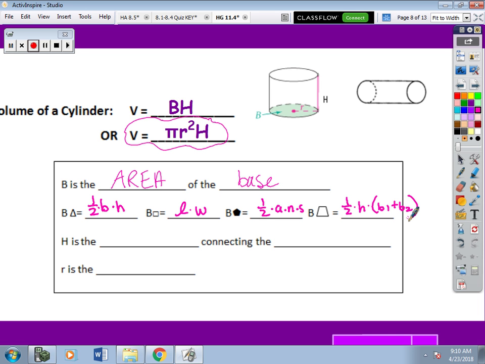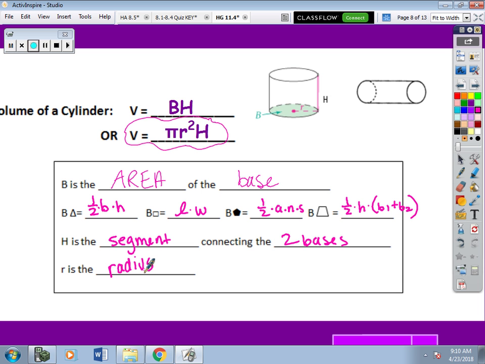Okay, remember, capital H is the height of the prism, but you can also think of it as the segment connecting the two bases. And R is, of course, the radius. So you no longer have to find P, the perimeter of the base. That doesn't show up in any of the formulas. You just have to find big B, which is the area of the base.